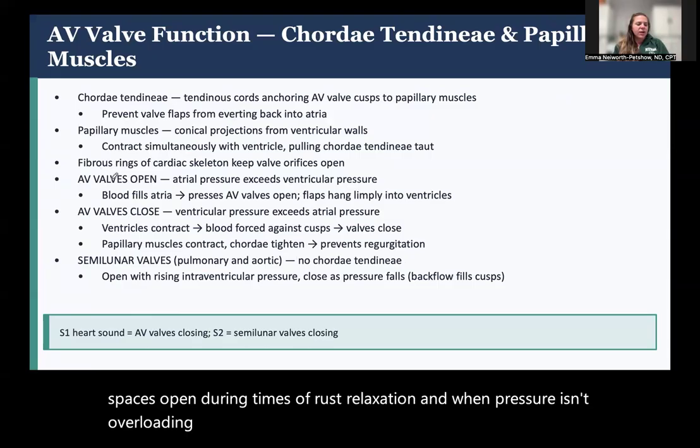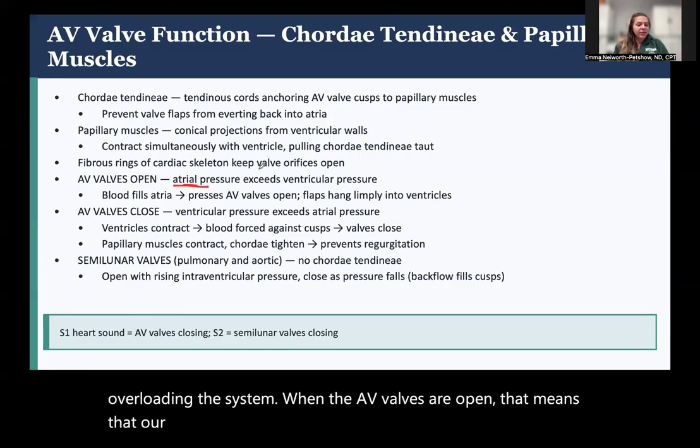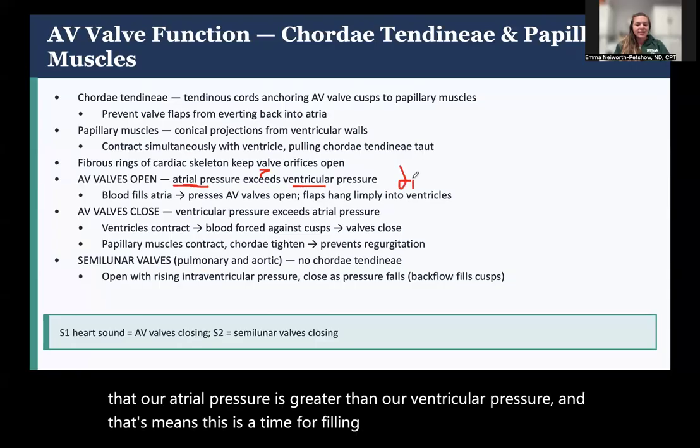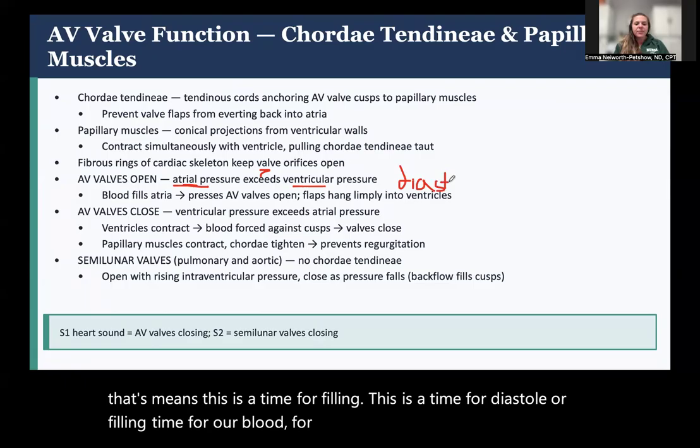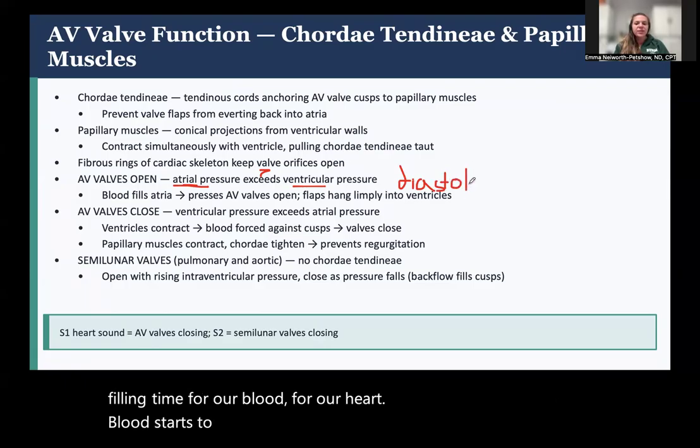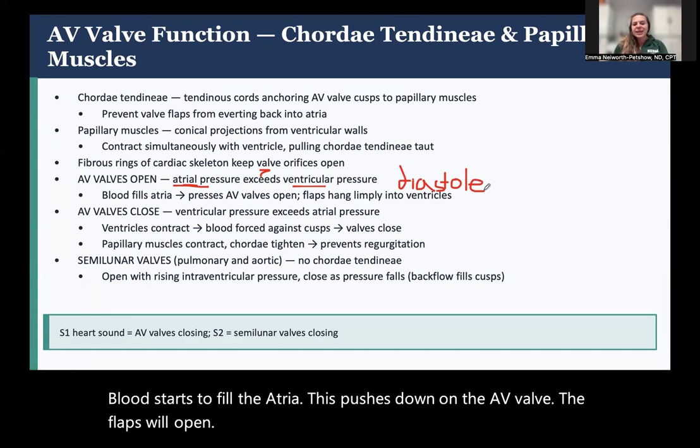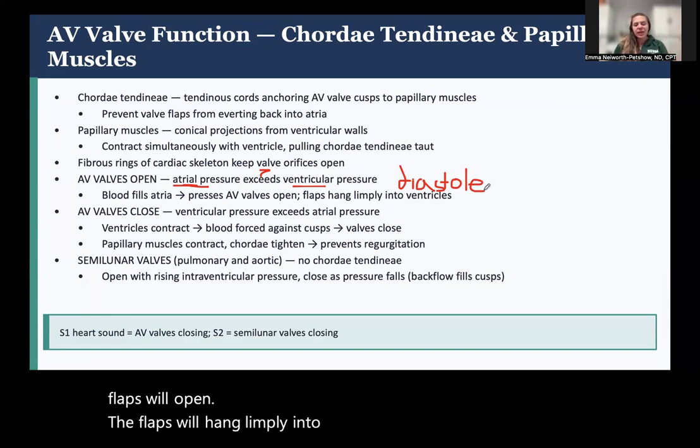When the AV valves are open, that means our atrial pressure is greater than our ventricular pressure. And that means this is a time for filling. This is a time for diastole, our filling time for our heart. Blood starts to fill the atria. This pushes down on the AV valve. The flaps will open. The flaps will hang limply into the ventricles while filling occurs.